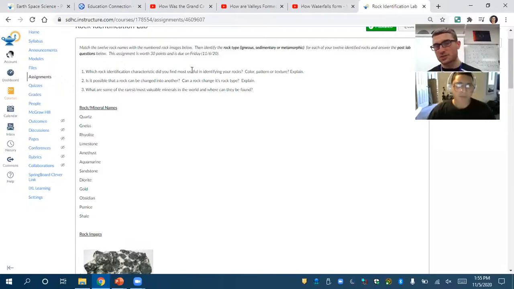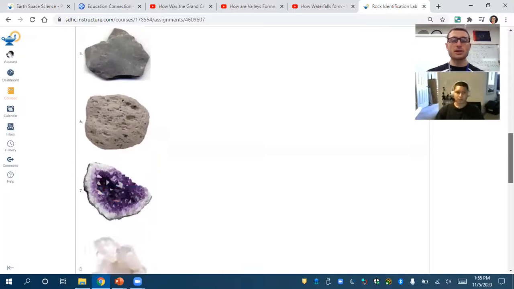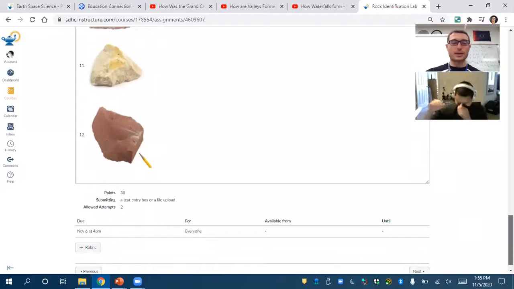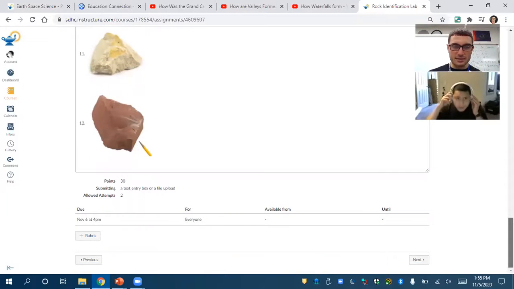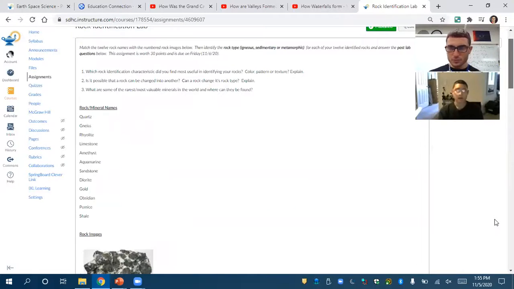So which rock identification characteristic did you find the most useful? Is it possible that the rock can be changed into another? Look that one up as well. And then 3, what are some of the most rare, valuable minerals in the world, and where can they be found? So some fun questions there. That's 30 points, guys. This was a lab we did in person in class, and I wanted you guys to have the opportunity to do a virtual version of it. So please get that completed for Friday. You can enter it as a text box or as a written assignment, and take a picture of that. Again, easy 30 points in my opinion, a really great way to boost your grade to start the quarter.